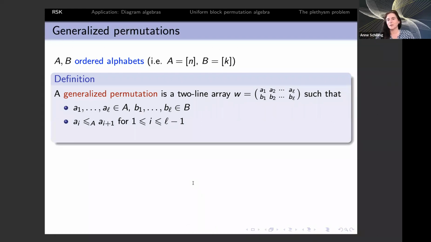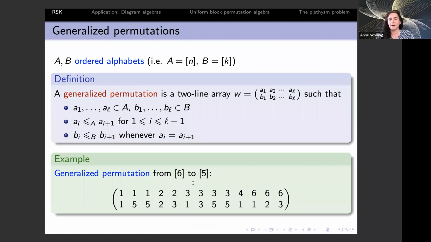So since A is an ordered alphabet, we have an order, so we know what weakly increasing means. And then we have a condition on the letters B as well. Namely, we want that the letters B are weakly increasing whenever the letters in the top row are equal. But if they're not equal, then there's no relation between the letters B_i and B_{i+1}.